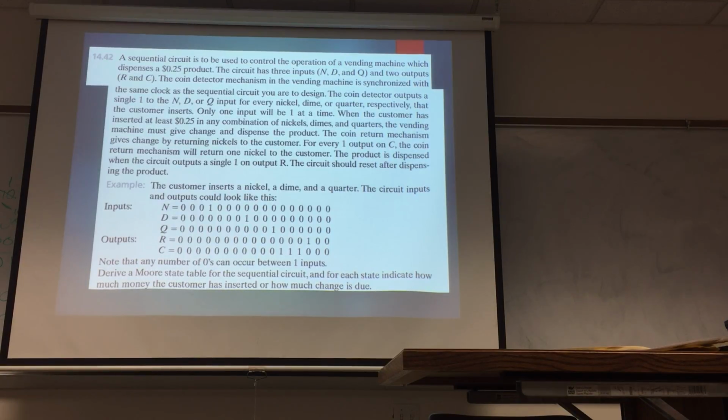When the customer has inserted at least 25 cents in any combination of nickels, dimes, and quarters, the vending machine must give change and dispense the product. The coin return machine gives change by returning nickels to the customer. For every 1 output on C, the coin return machine will return 1 nickel to the customer. The product is dispensed when the circuit outputs a single 1 on output R. The circuit should reset after dispensing the product. The customer inserts a nickel, dime, and a quarter. The circuit inputs and outputs could look like this.